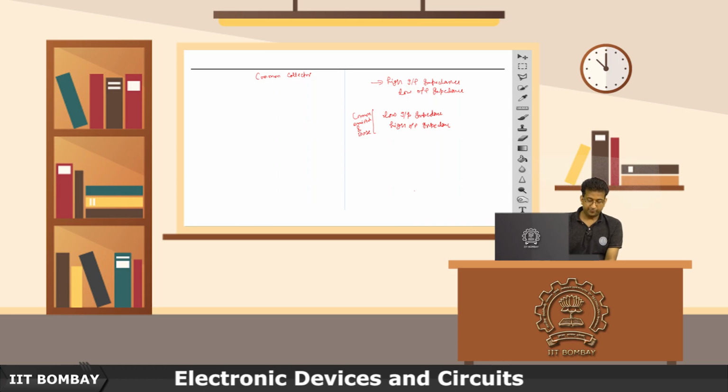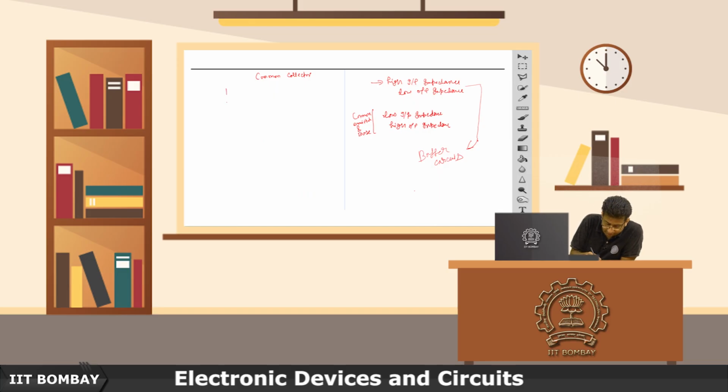So, common collector, because of these characteristics, is being used in buffer circuits, circuits between two circuits for buffering basically. So, we are not going to discuss the common collector in detail. Of course, I will draw the diagram for the configuration, and then we will move to the common emitter and discuss its IV characteristics, etc.